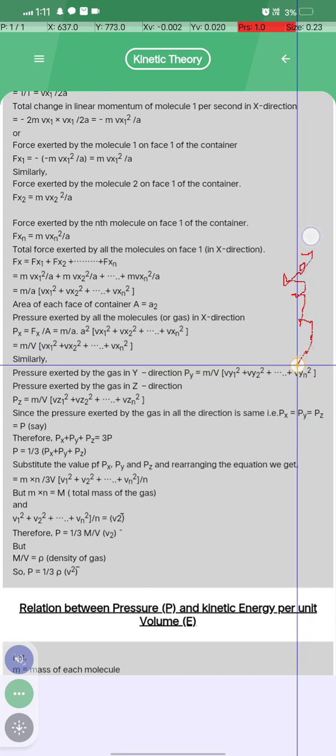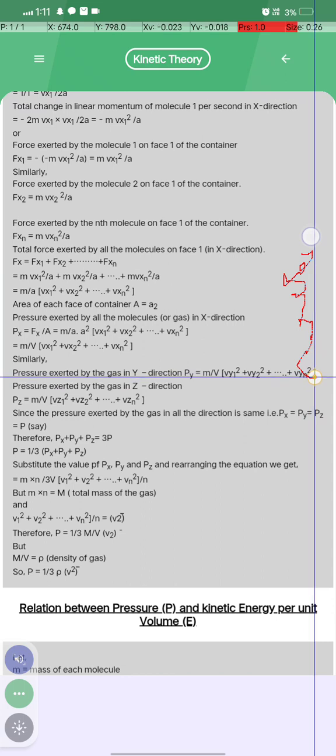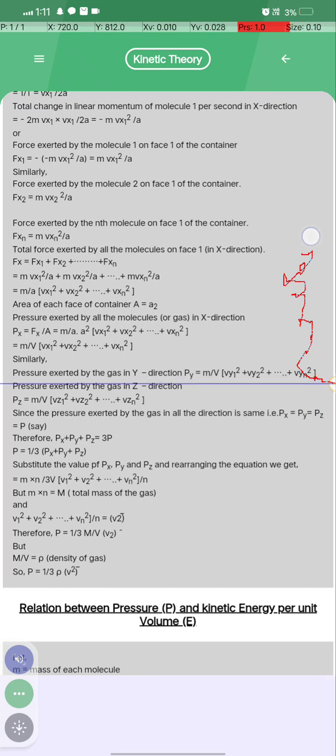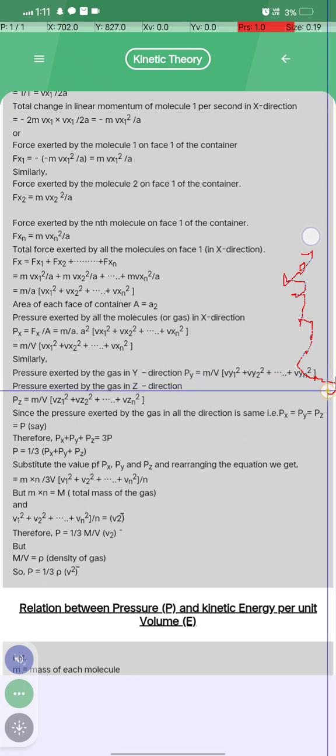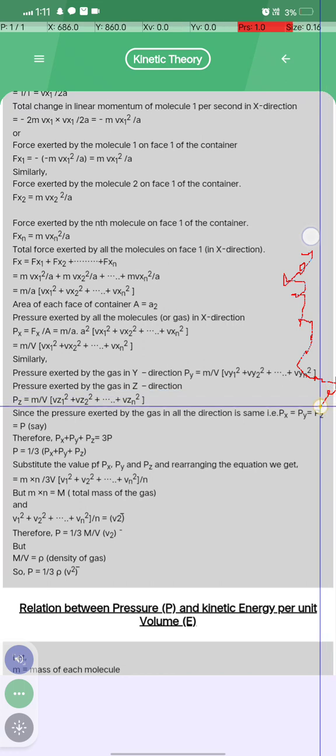सिमिलरली, the pressure exerted by the gas in the y direction py is equal to m by v (vy1 का स्क्वायर प्लस vy2 का स्क्वायर प्लस ... प्लस vyn का स्क्वायर). प्रेशर एक्सर्टेड बाय द गैस इन z डायरेक्शन pz इज इक्वल टू m बाय v (vz1 का स्क्वायर प्लस vz2 का स्क्वायर प्लस ... प्लस vzn का स्क्वायर).